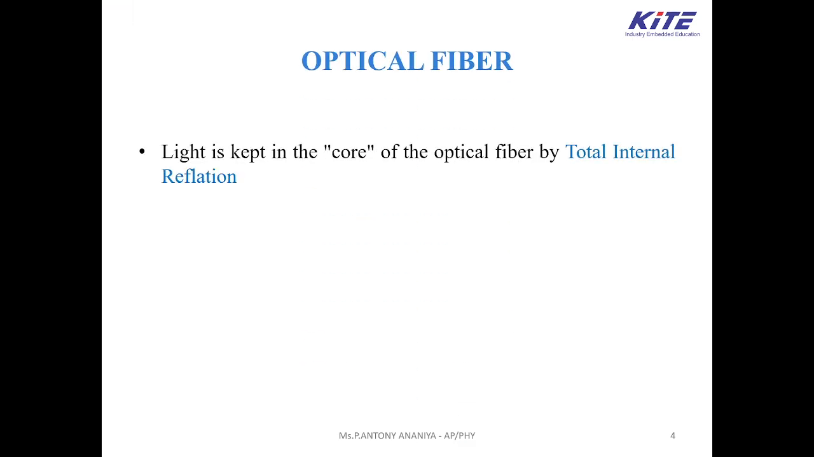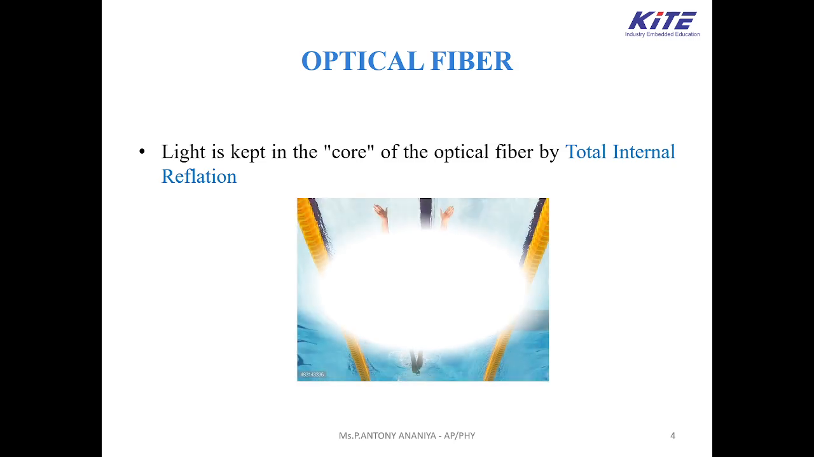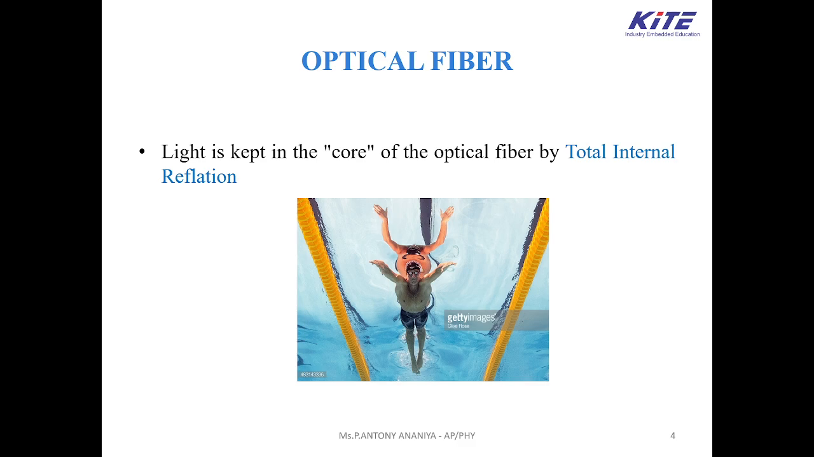In an optical fiber, light is kept in the core of the optical fiber by total internal reflection. So what do we mean by total internal reflection? Total internal reflection is when light travels from a denser medium into a less dense medium, like glass to air, right? This is the diagram of total internal reflection. The angle of incidence must be greater than the critical angle. This is called total internal reflection.